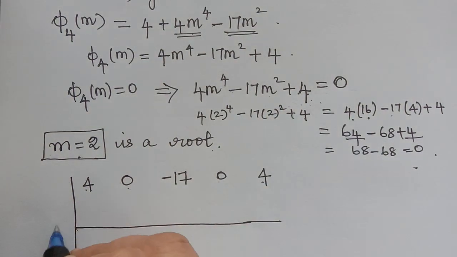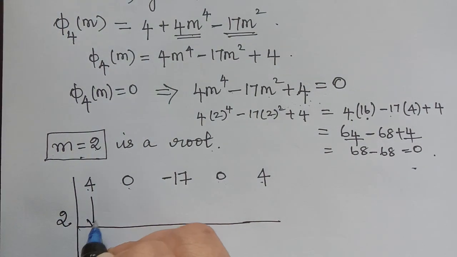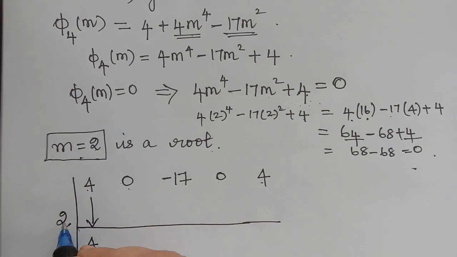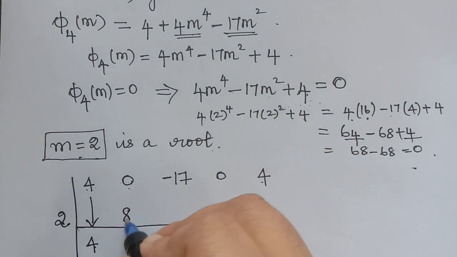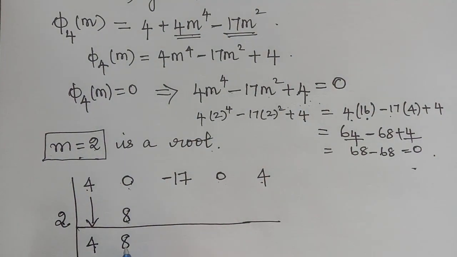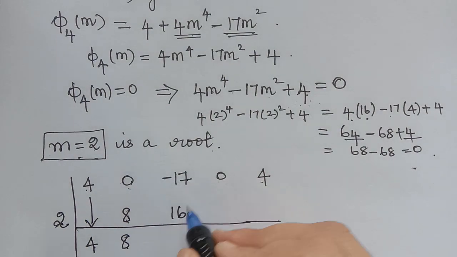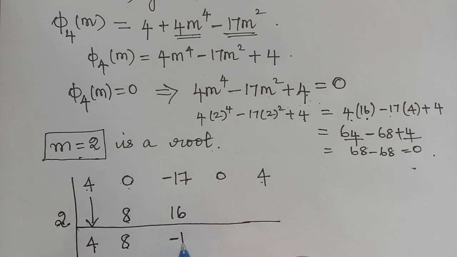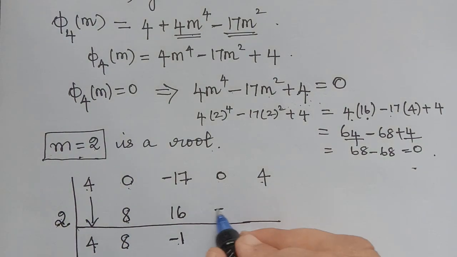And now we have to divide this by 2. So how to do the synthetic division? This 4 comes as it is here. 4 times 2 is 8, so that 8 we have to write. Now add these two: 0 plus 8 is 8. 8 times 2 is 16, so write 16 here. Minus 17 plus 16 is minus 1. Then minus 1 into 2 is minus 2.